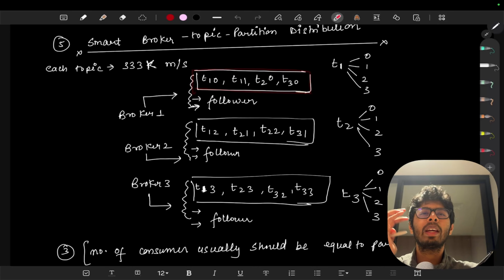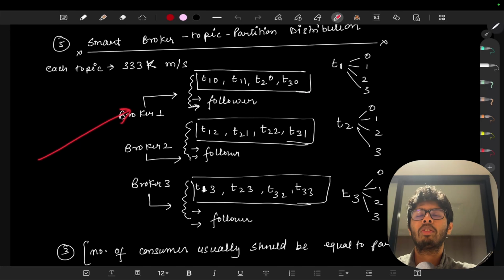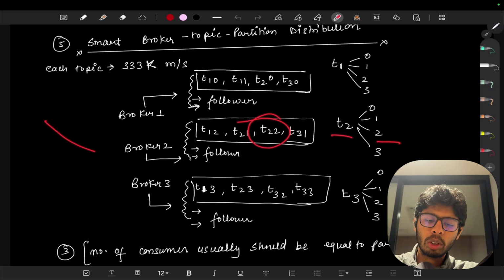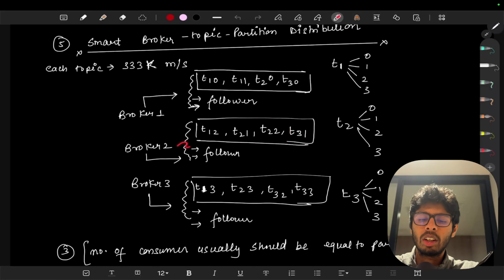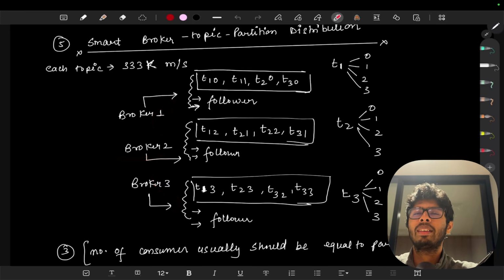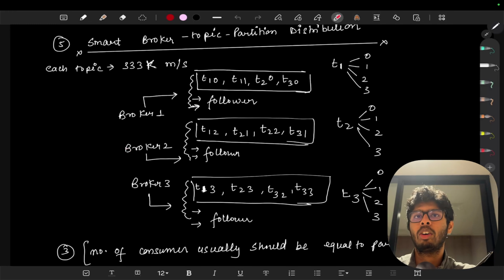So whenever a request comes to T10, it is going to be served by broker 1. Let's say the request is coming on T22, so it means that broker 2 is going to serve the read and write requests, and broker 1 and broker 3 are going to act as replicas for this T22 partition. It means for topic 2, second partition, broker 1 and broker 3 act as replicas, and broker 2 acts as the read and write node, or you can say the leader. This is known as the smart broker topic distribution that Kafka follows.